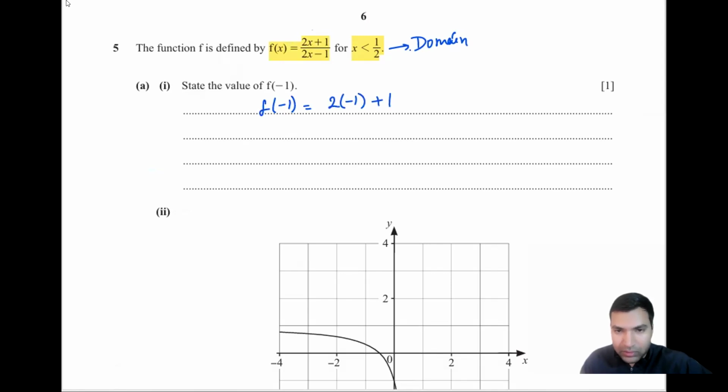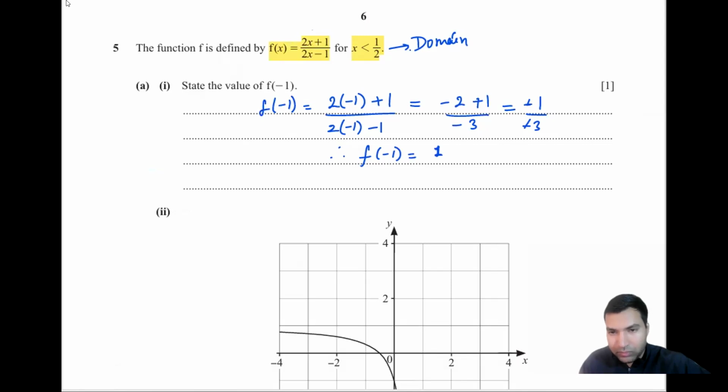So -1 plus 1 over 2 times -1, minus 1. So that becomes -2 plus 1 over -3. So that's -1 over -3. Negative sign and negative get cancelled out. And therefore, finally, we get f of -1 as equal to +1 over 3. So that is the answer for the first one.